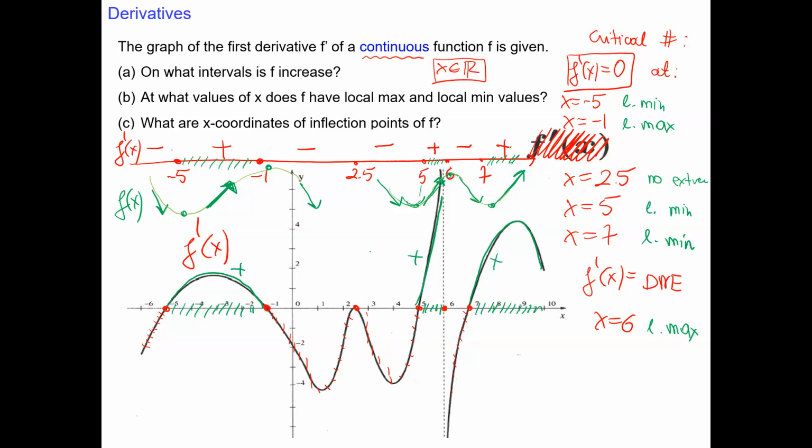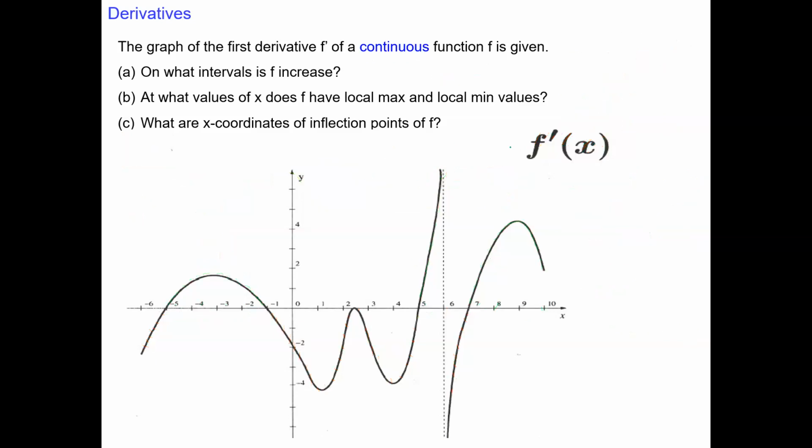And what are the x coordinates of the inflection points? That means inflection points are the points where the second derivative is changing sign. Let me do the next one on this. We need the second derivative to be 0 or undefined, and then the second derivative must change sign. Now, if we're looking at the derivative graph, and this graph is increasing.